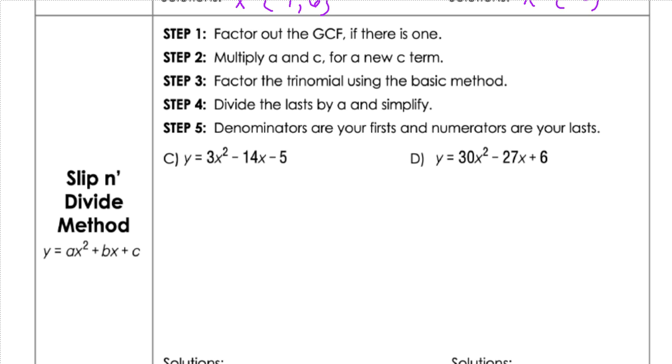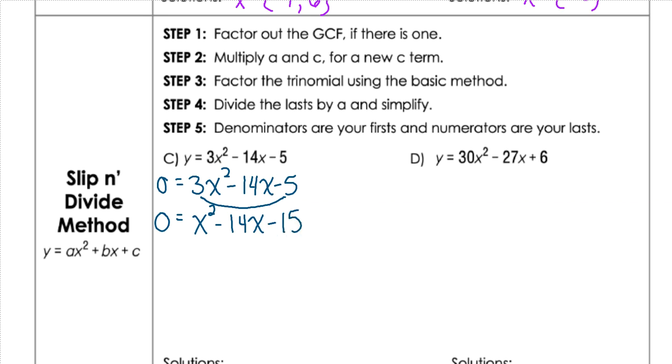So let's take a look at what that looks like. So in C, I do not see a GCF. I have a 3, but that doesn't divide into 14. So no GCF. I'm just going to set it equal to 0 to start with. Now, again, I'm going to multiply the A times the C value, and that is going to leave me with x squared. So we move it off the first term, minus 14x, and now my new C term is negative 15.